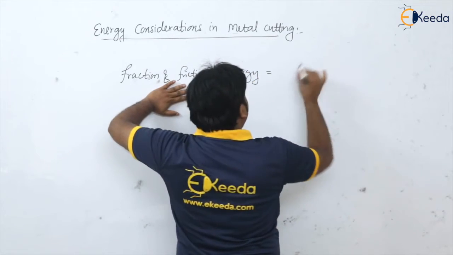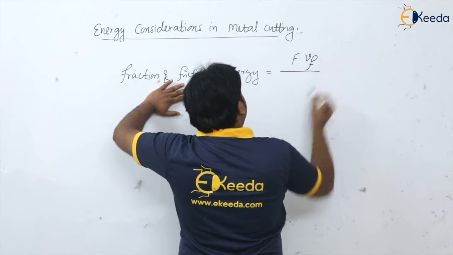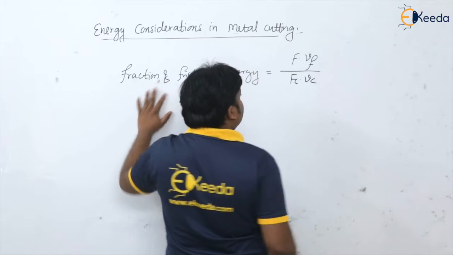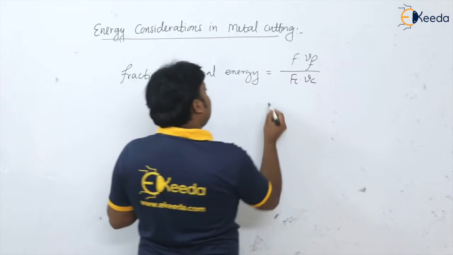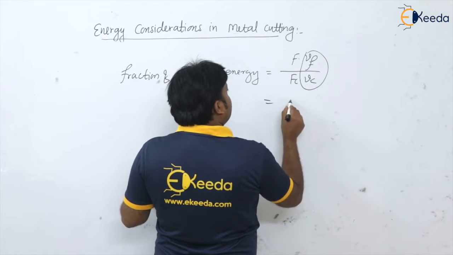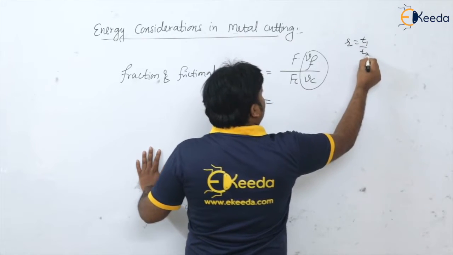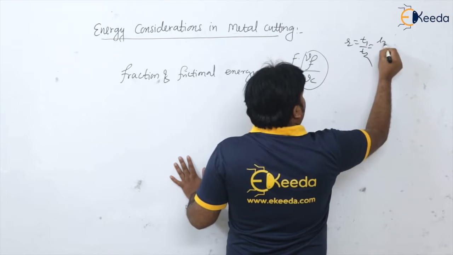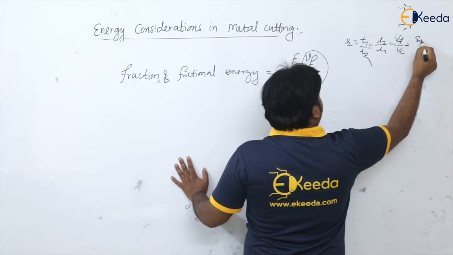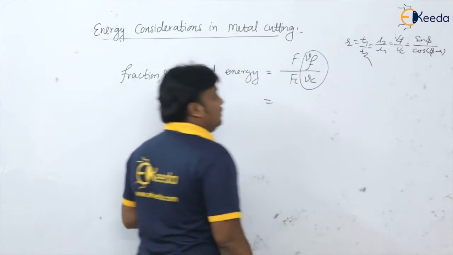So what is the frictional energy? Frictional force into chip velocity, divided by the total work done, which is Fc into Vc. And we know that Vf divided by Vc is nothing but R, isn't it? We know that R is equal to T1 by T2, which is equal to L2 by L1, which is equal to Vf divided by Vc, which is equal to sin phi divided by cos of (phi minus alpha). Isn't it?